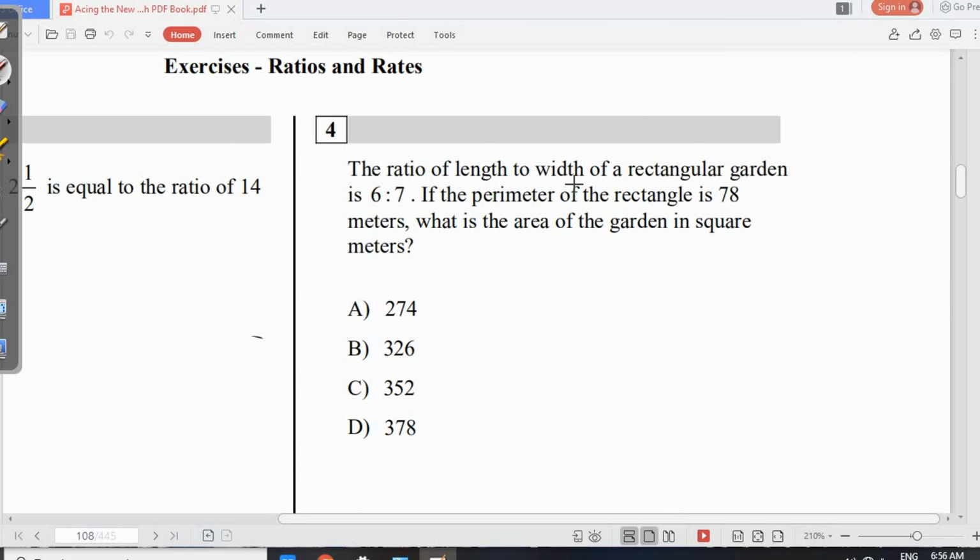So the ratio of length to width of a rectangular garden is 6 over 7. So you have the width, the ratio of the length to width being 6:7.